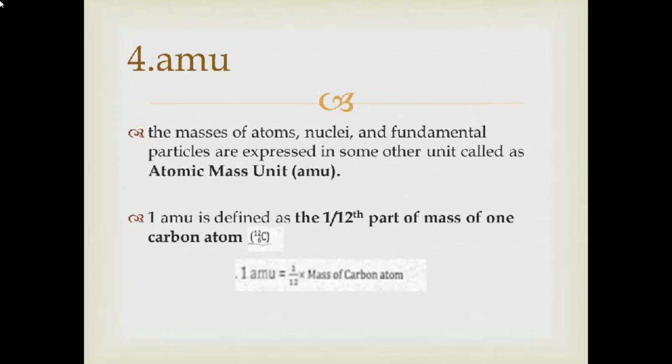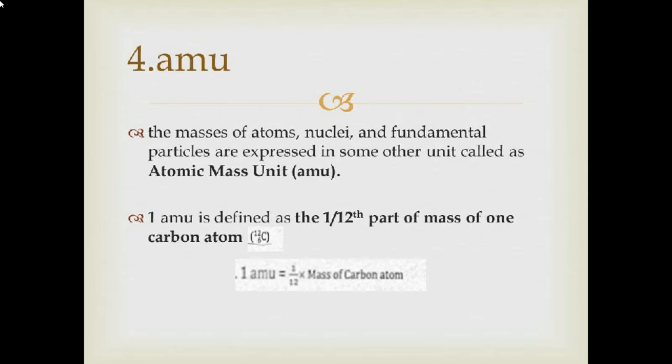Now, atomic mass unit, AMU. The masses of atoms, nuclei and the fundamental particles are expressed in a unit called the atomic mass unit. And this atomic mass unit is defined as, very important, the 1/12 part of the mass of one carbon atom, which is denoted by 12C6. So 1 AMU is equal to 1/12 into the mass of a carbon atom.